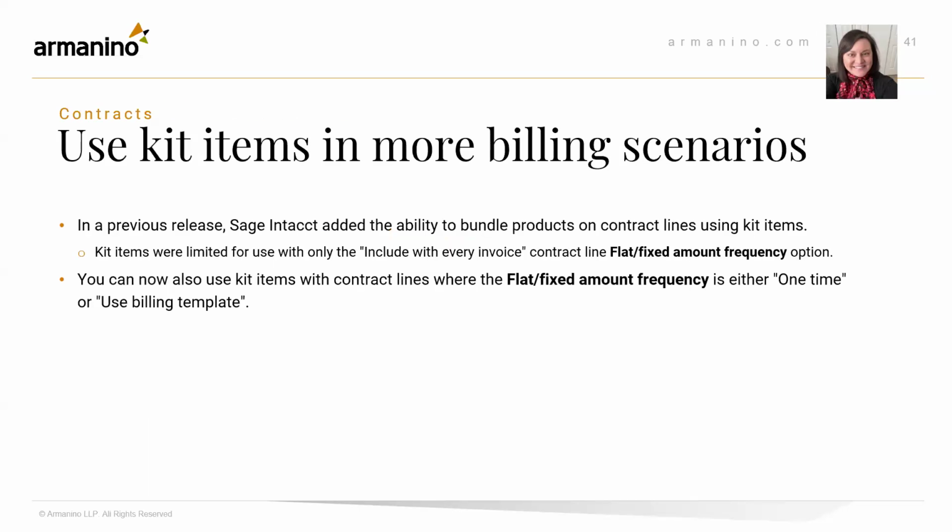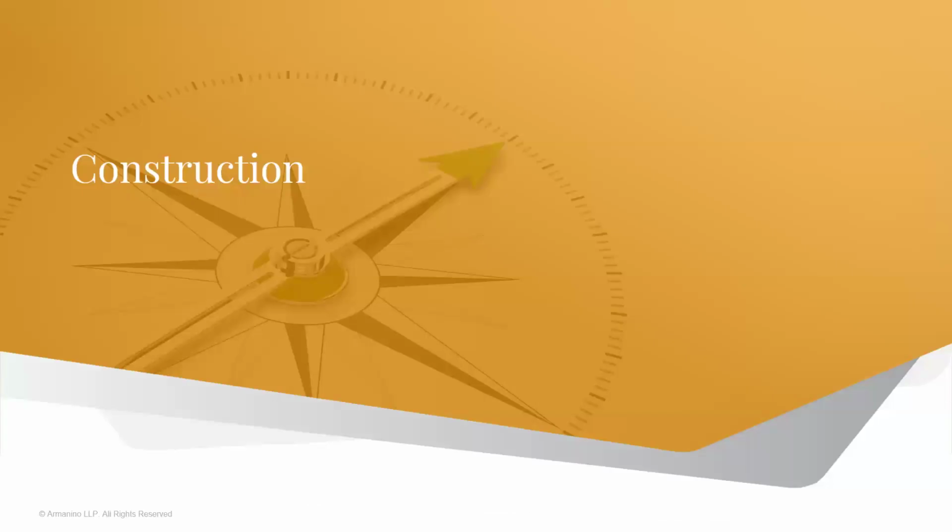Okay, so let's see, kitting. In the previous release, we enabled the ability to bundle products on contract lines using kitted items. But there was a limitation. They were only limited to the include with every invoice contract line for the flat fixed fee amount frequency option. Well, now you can use kitted items with contract lines where the flat fixed amount frequency is either one time or use billing template. So it provides more flexibility for using kitted items in billing scenarios.